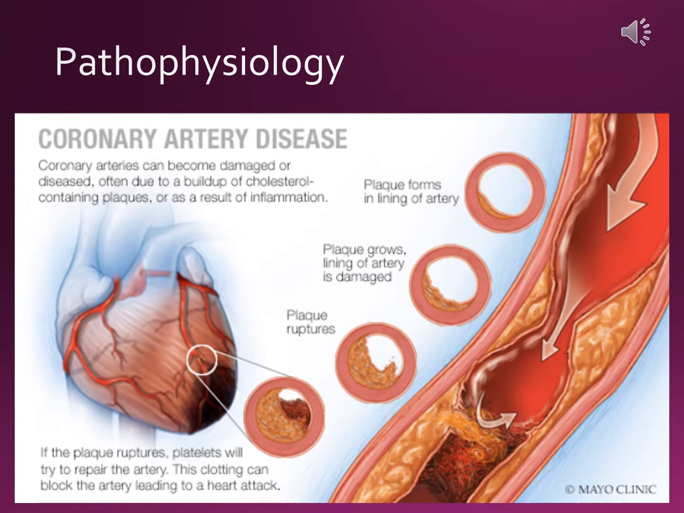It grows, the lining of the artery is damaged, the plaque ruptures, and then if it ruptures, platelets will try to repair it. And then because the platelets are there, they're sticky, they're starting the clotting process, and that can block the artery and lead to coronary artery occlusion, loss of blood flow, and a myocardial infarction.